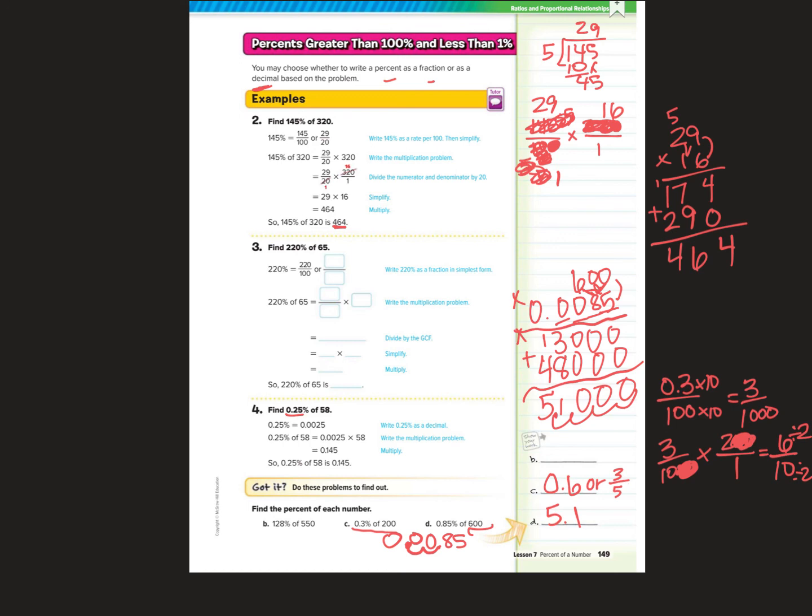So we've got two options. We can work with the percents as fractions or work with the percents as decimals.